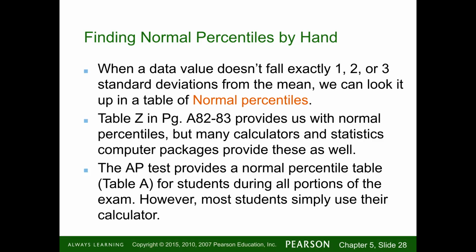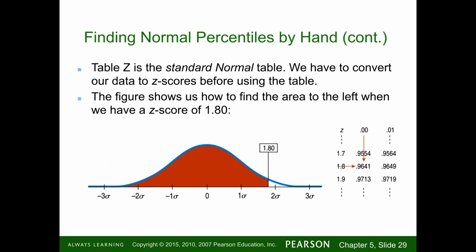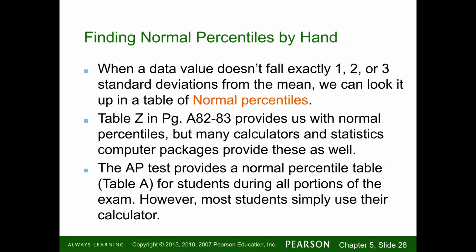Table Z provides us with normal percentiles. Now, when they say normal percentiles, those are probabilities that people will fall in that area under the curve. So the AP test provides a normal percentile table, table A, which is basically the same thing as what's in the book. So during the portions of the exam, you'll have access to that. It's not a bad idea to look up the tables and then check your calculator too and see where you're at.